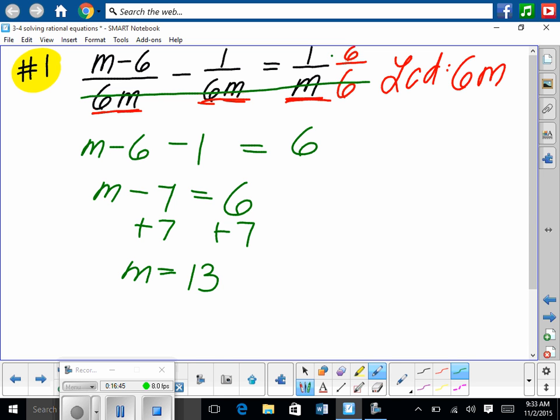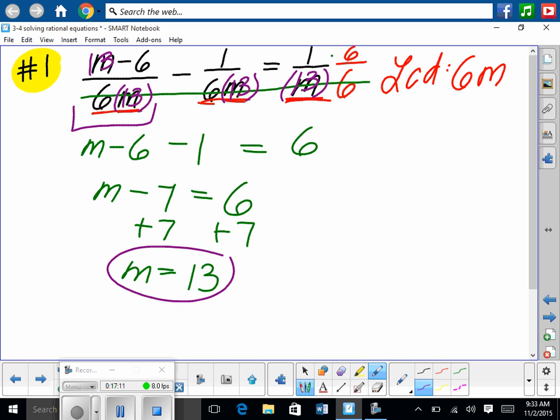Very good. So now we'll check our answers by plugging 13 back into our original equation. So we're going to have 13 minus 6 over 6 times 13, minus 1 over 6 times 13, is equal to 1 over 13. So I just type it in using my calculator. You've got to use parentheses where necessary. So sometimes it helps to simplify this piece. Type that into your calculator, change it back to a fraction, subtract this, and then see if it equals 1 over 13. If you check it, then it does. You get 1 over 13 is equal to 1 over 13. So the answer checks out, so we get to keep the answer.